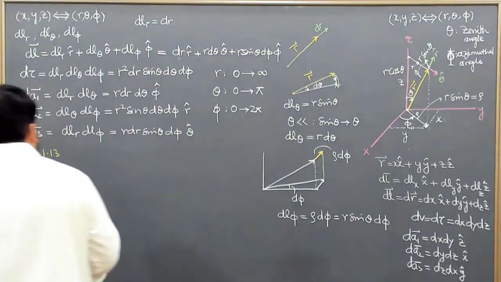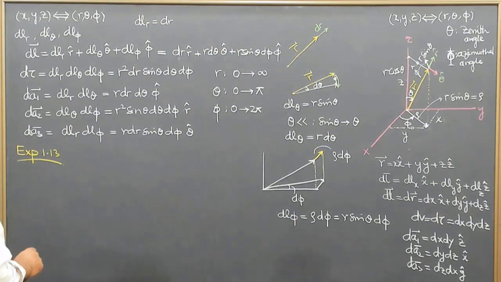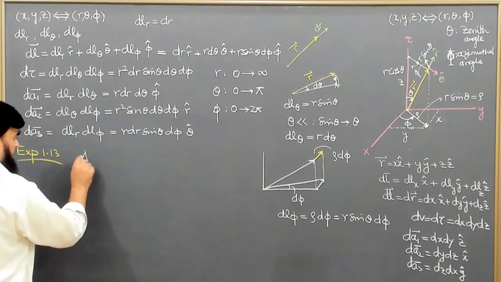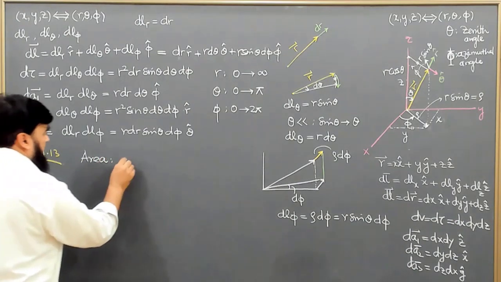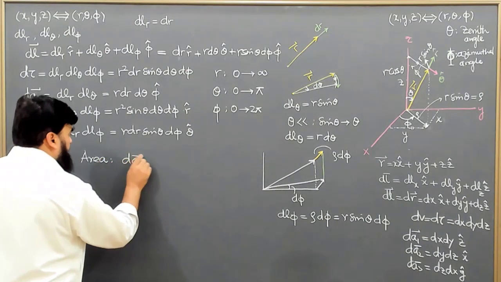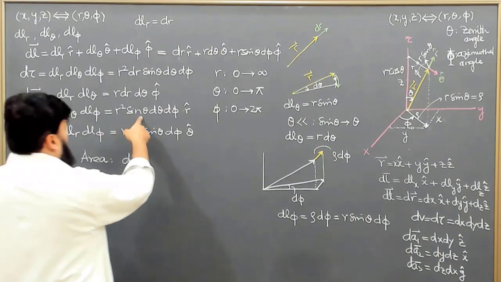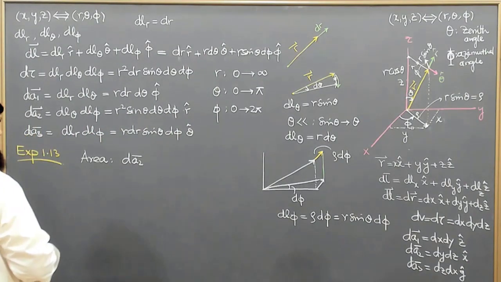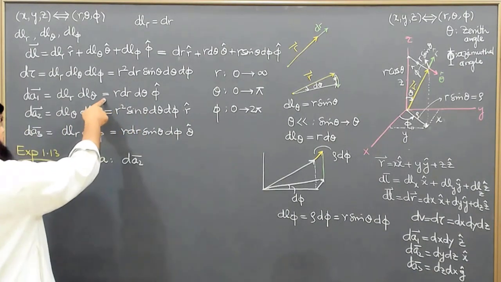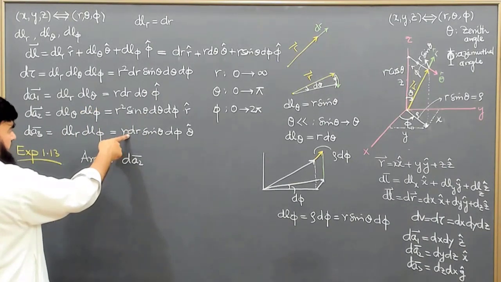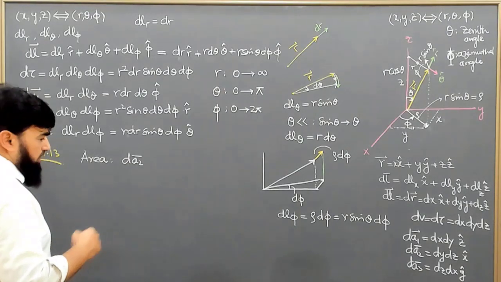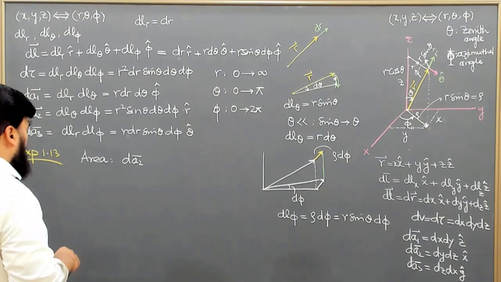Let's start with the area first. I am selecting the dA2 here, which is r square sine theta d theta d phi, since three are involved here. You can try dA2 and dA3, and if your calculations are not matching, then you can write to me in the comments and I will respond with the calculations.